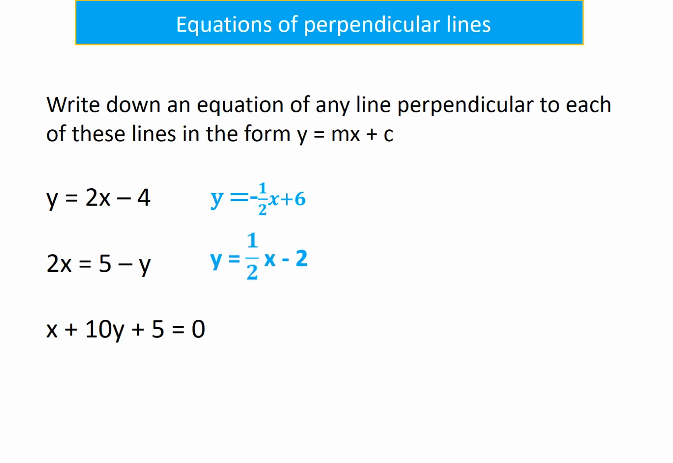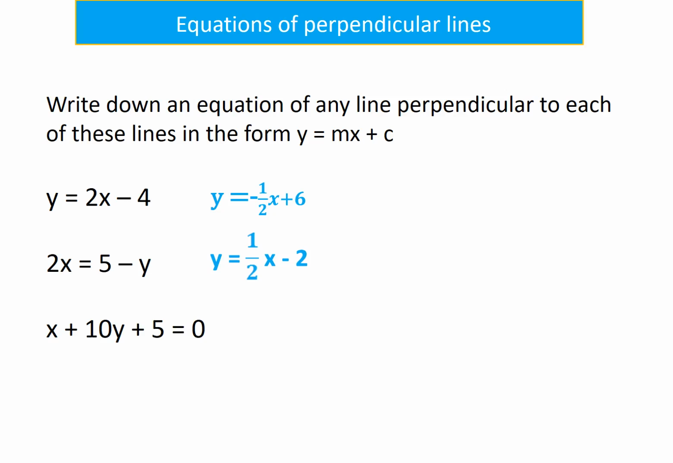The gradient in the line that's given is minus 2, when you rearrange it. So that means the gradient of the line that's perpendicular to it needs to be a half. So it could be, for example, y equals a half x minus 2. It could be y equals a half x plus 10. It doesn't matter what the y-intercept is, as long as the gradient is a half.